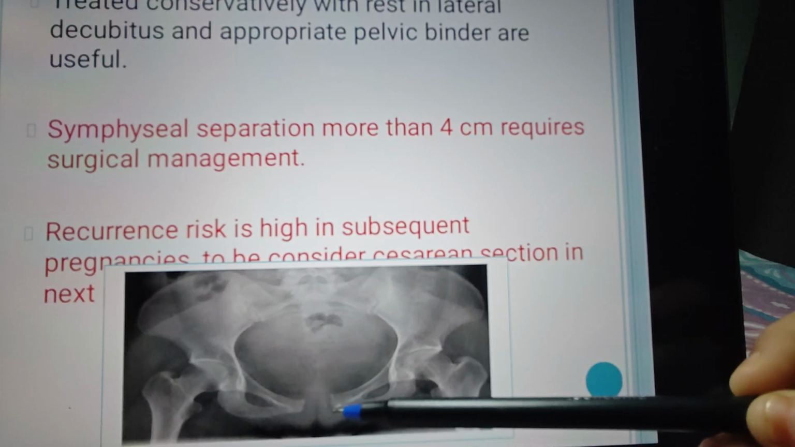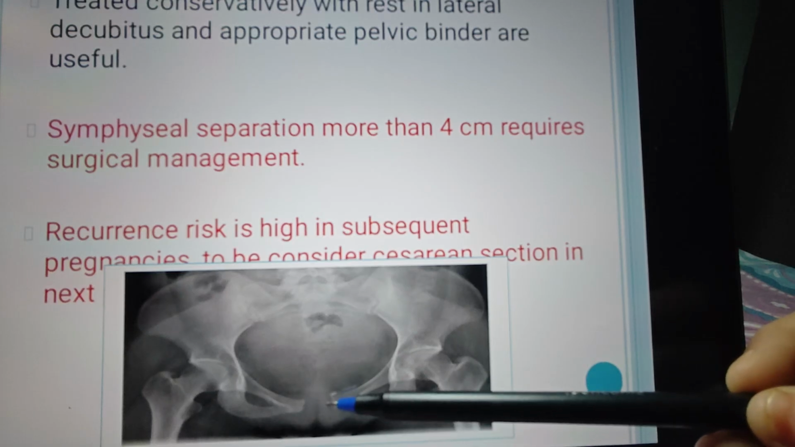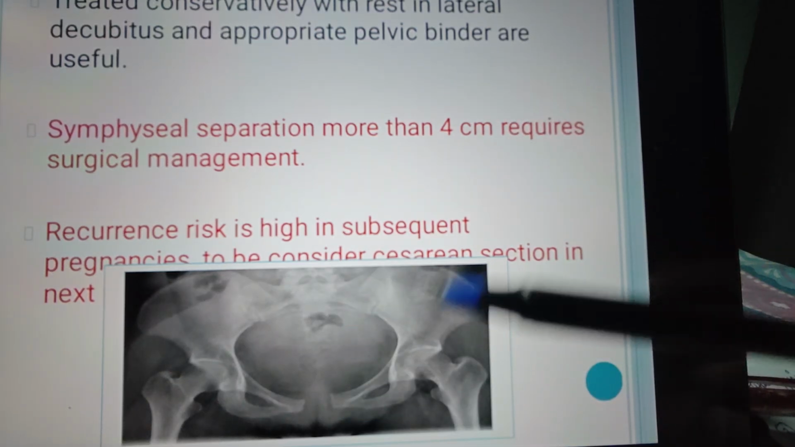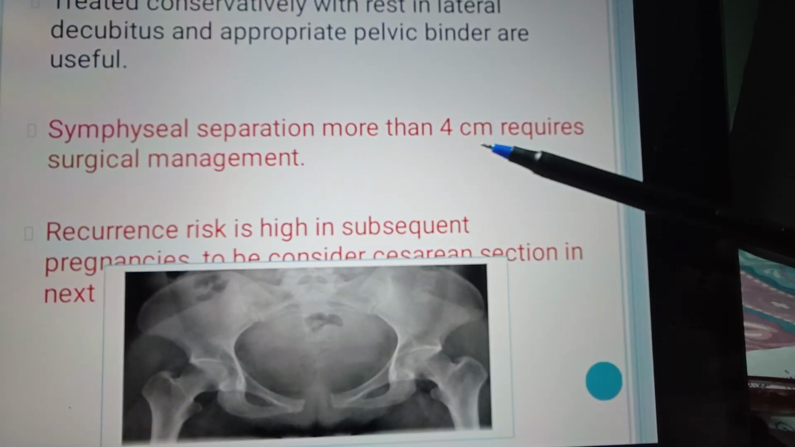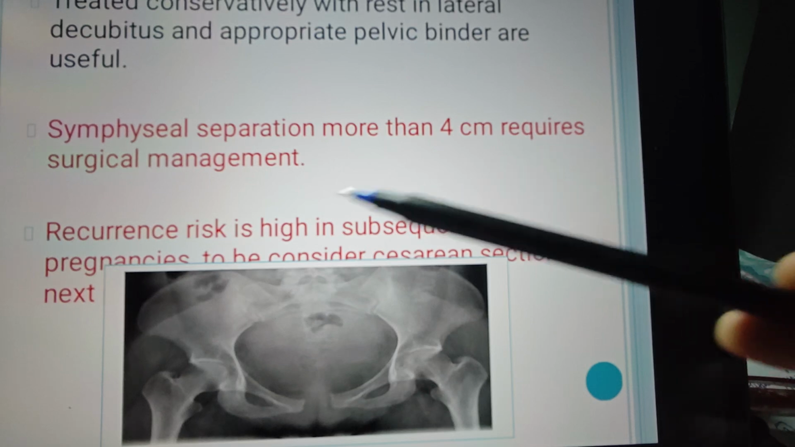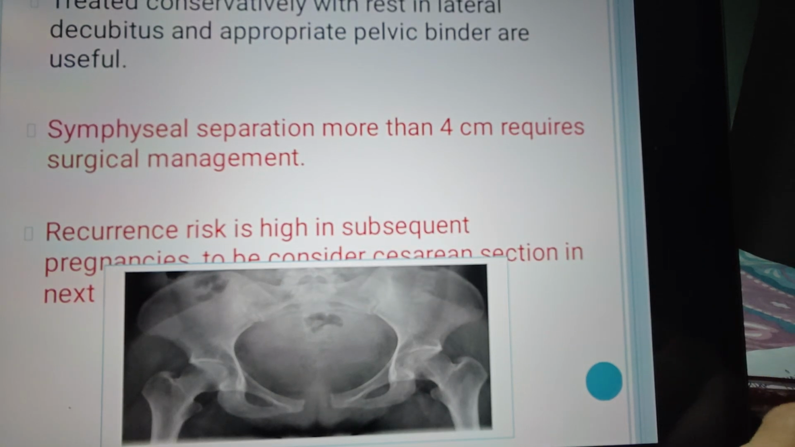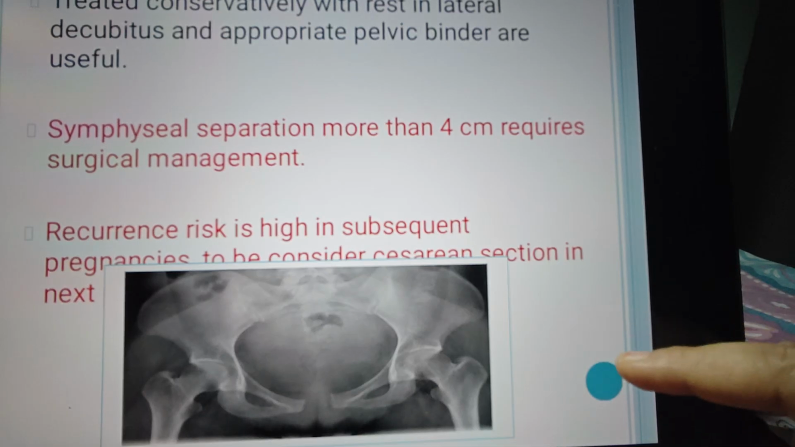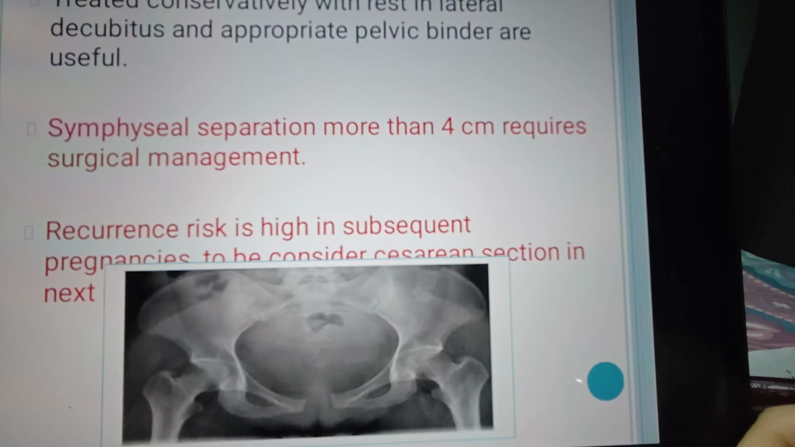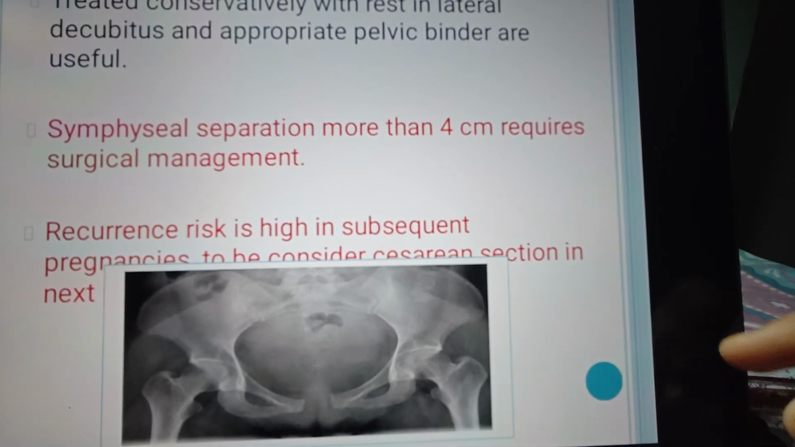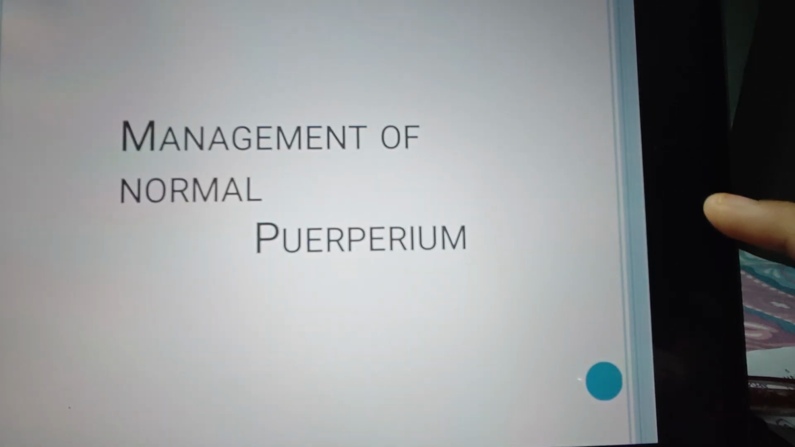So the treatment is conservative if the distance is less. In lateral decubitus position and appropriate pelvic binders are given, and symphysial separation more than 4 centimeters requires surgical management. Recurrence risk is high in subsequent pregnancy, and these patients are to be considered for cesarean section if they conceive again. So this is pubic symphysis diastasis, where there is separation between the two pubic symphysis joint.